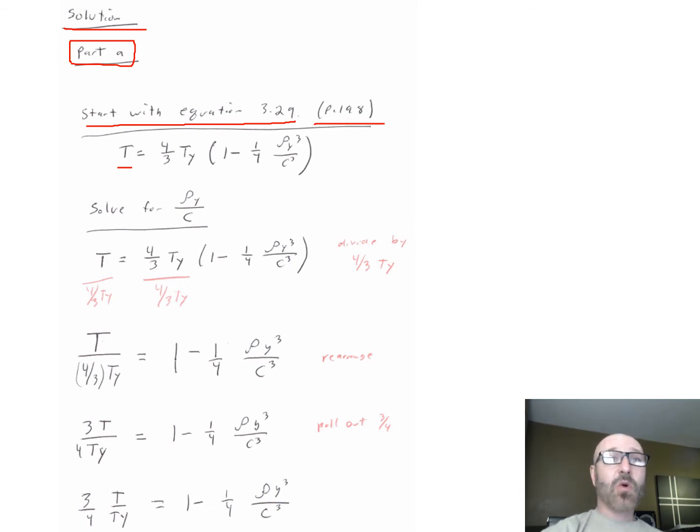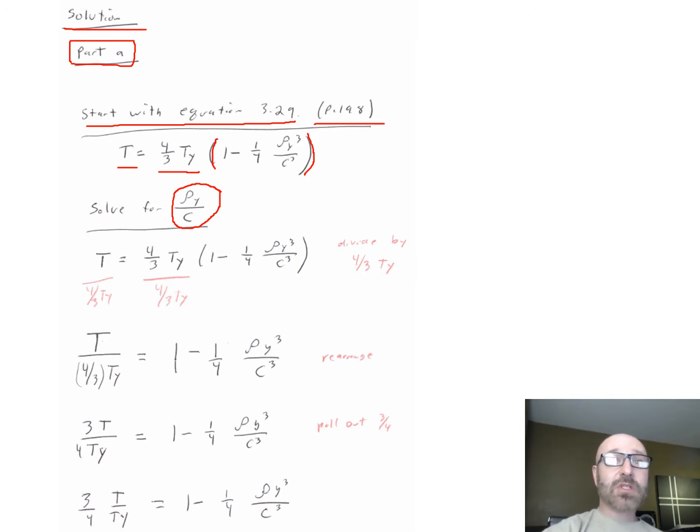And we can see here that torque T is equal to 4/3 my T sub y times 1 minus 1/4 my rho sub y to the third times c to the third right there. Well, I want to solve for this right here. I want to solve for my rho sub y over c so I can get that radius I'm looking for in my problem statement there.